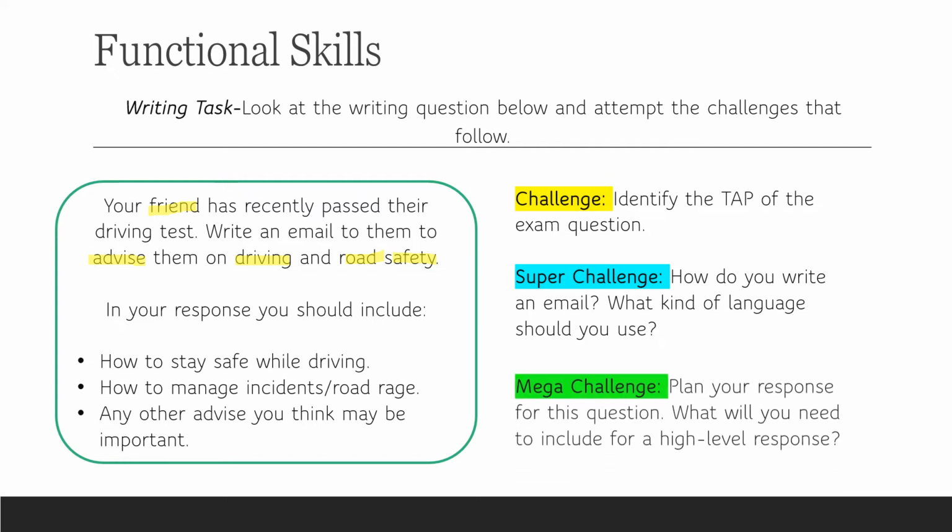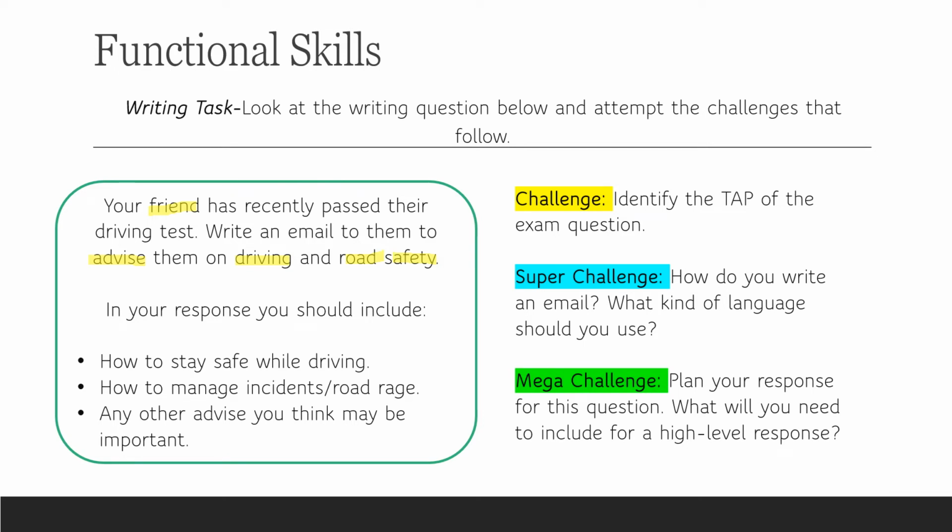And the final thing, plan your response to the question. What will you need to do to include a high level response? It's no good just thinking I'm going to have a go and have a crack and hopefully I'll get a pass. You need to show some kind of awareness of the things that the examiner's looking for, and that's just going to help you to know the kind of things to include to get yourself a decent mark.